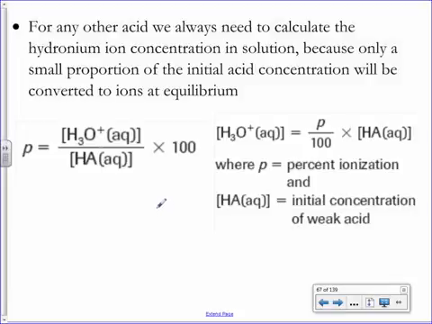Okay. Here's a formula that we've kind of already done before. If you want to find a percent yield, the best way is to take the actual amount you made, divide by, in theory, what you could have made, and times by 100.